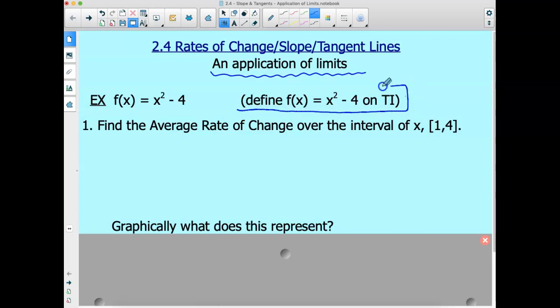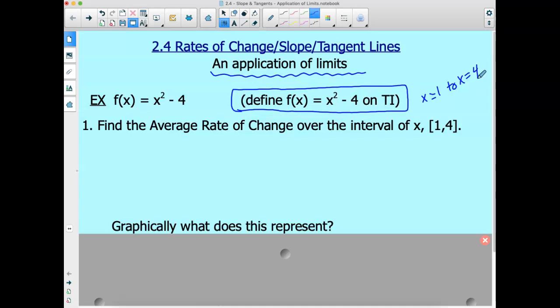Okay, so make sure you have your calculator here. In a little bit, we're not going to do this right away, but I want to go over a couple different ways to pull some numbers out of your calculator if you forgot. Basically, we're going to look at this example, f of x equals x squared minus 4, and find the average rate of change over the interval of x between 1 and 4. What that actually means is find the rate of change from x equals 1 to x equals 4.